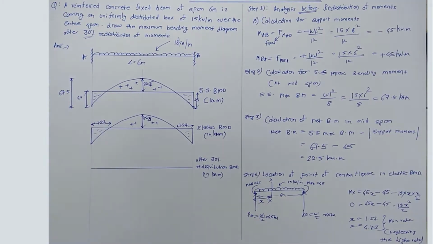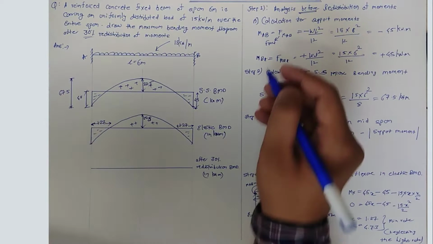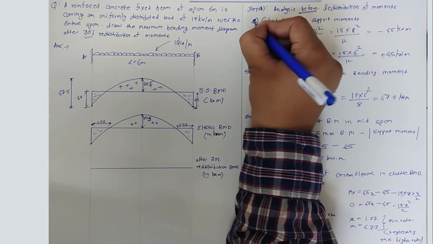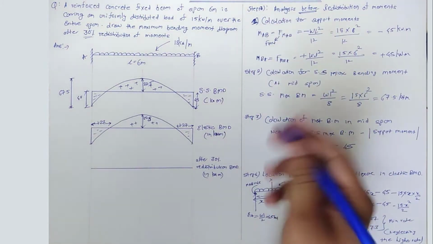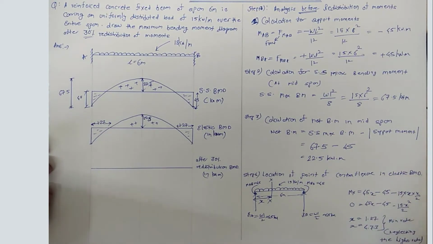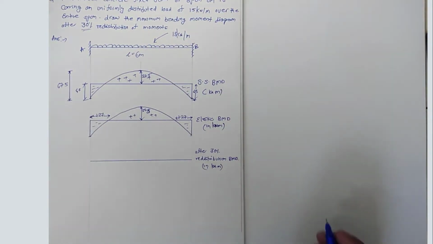So this is the elastic bending moment, and this is the calculation before redistribution. Now we need to do the same calculation after redistribution of the moments. So I can say the first step, 1, 2, 3, 4, is part A, and now part B will be the analysis after redistribution of the moments. So we will now start with the analysis after redistribution.